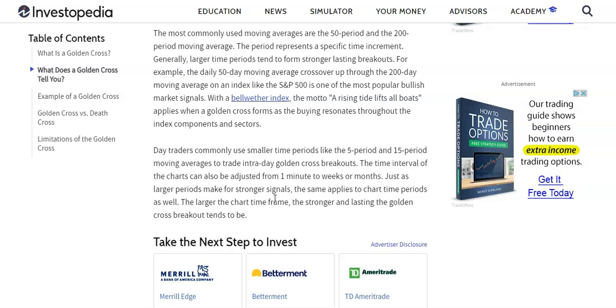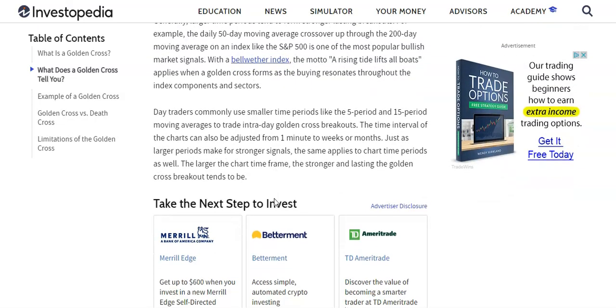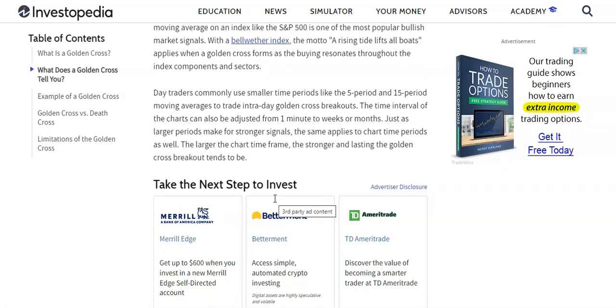Generally, larger time periods tend to form stronger lasting breakouts. For example, the daily 50-day moving average crossover through the 200-day moving average on an index like the S&P 500 is one of the most popular bullish market signals. With a bellwether index, the motto "a rising tide lifts all boats" applies when a golden cross forms, as the buying resonates through the index components and sectors.